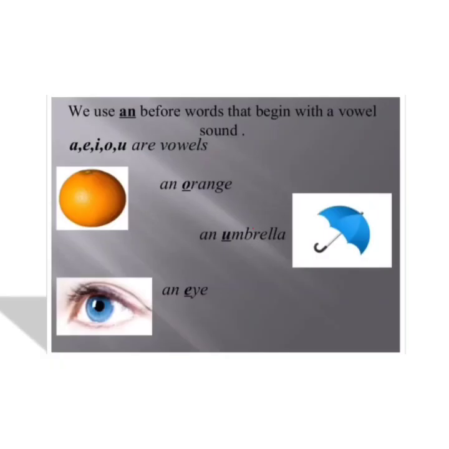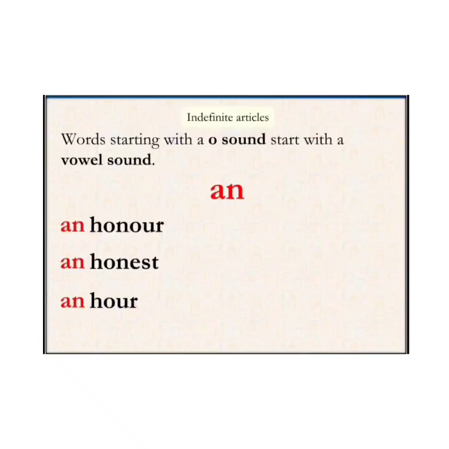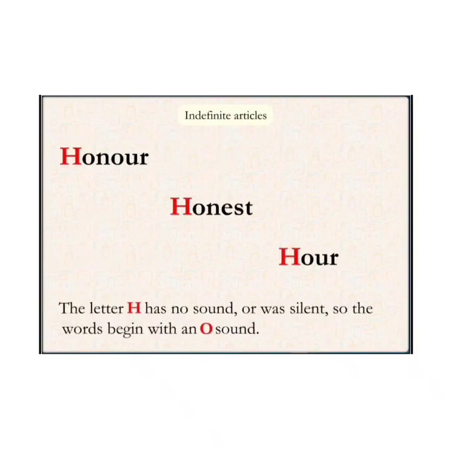An is used before words that begin with a vowel sound. I hope you remember A, E, I, O, U. They are our 5 vowels. An orange, an umbrella, an I. Words starting with the O sound start with a vowel sound. An honor, an honest, an R.